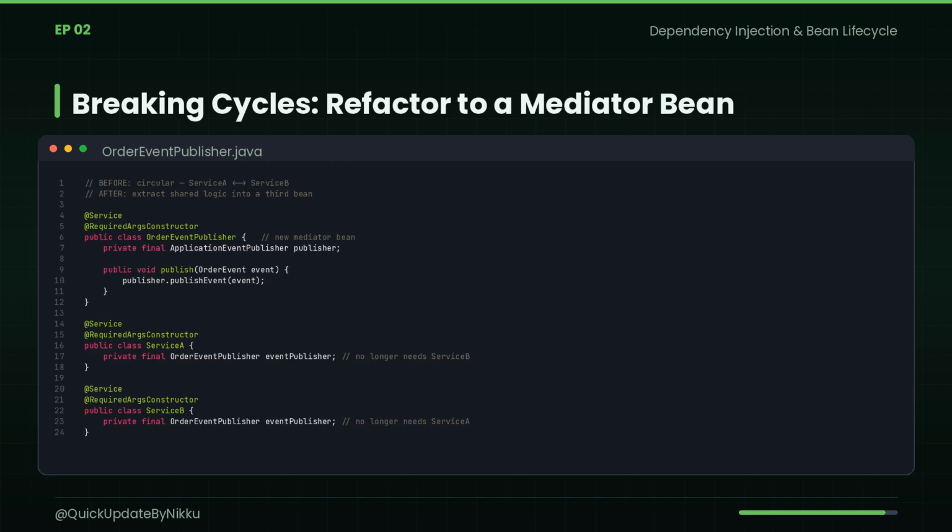The correct fix for a circular dependency is almost always a design fix, not a Spring workaround. If service A and service B depend on each other, they are sharing a responsibility that belongs in a third, dedicated bean. Extracting that shared logic into a mediator, here an OrderEventPublisher, breaks the cycle completely. Both services now depend on the mediator, and neither depends on the other. This improves cohesion and makes each class easier to test in isolation.